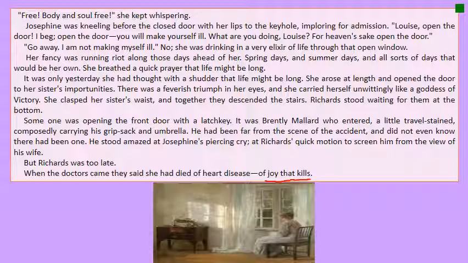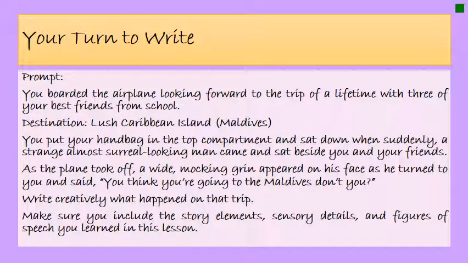So I want to see something similar to this. I am really looking forward to your stories. Your turn to write, and I gave you a prompt. This is a graded writing. The weight is 2. You boarded the airplane looking forward to the trip of a lifetime with 3 of your best friends from school. Destination, meaning where are you going? A lush Caribbean island, the Maldives.